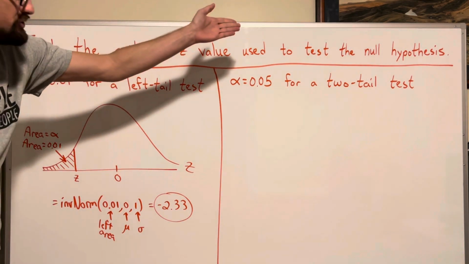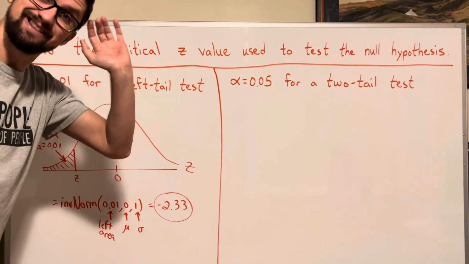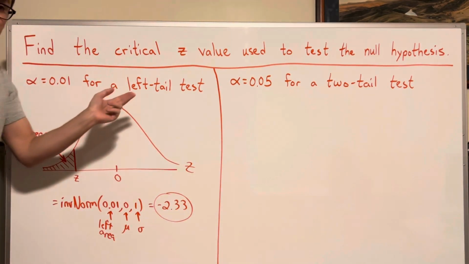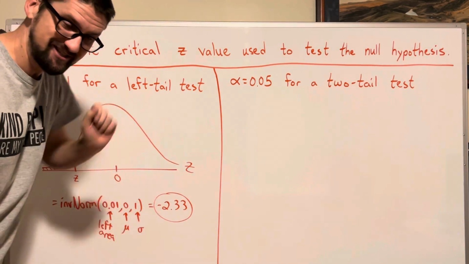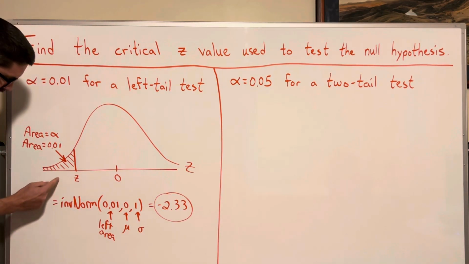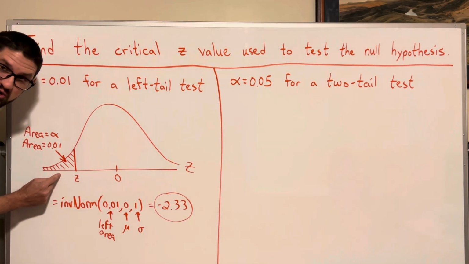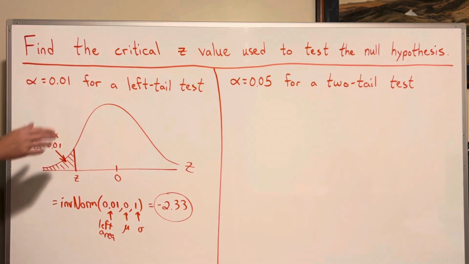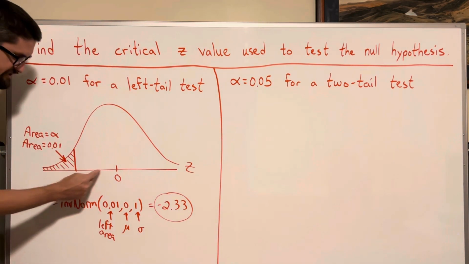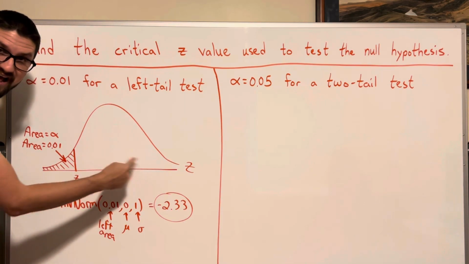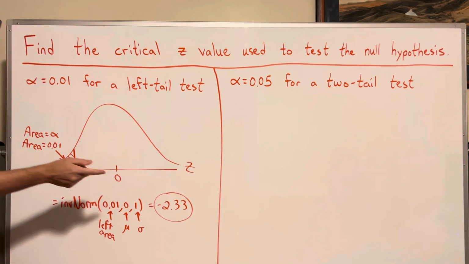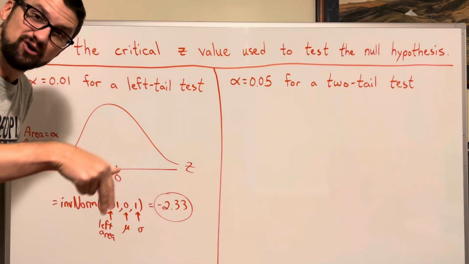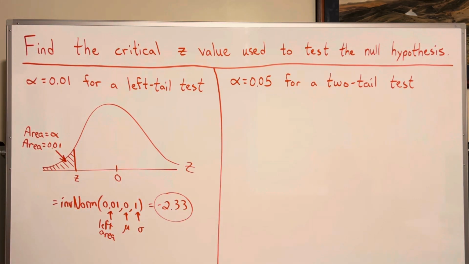And you do it to test the null hypothesis. Then you calculate the test statistic based off the sample statistics. And if the test statistic is in the critical region, then you say reject H0, the null hypothesis. If the test statistic is anywhere outside the critical region, then you say fail to reject the null hypothesis.